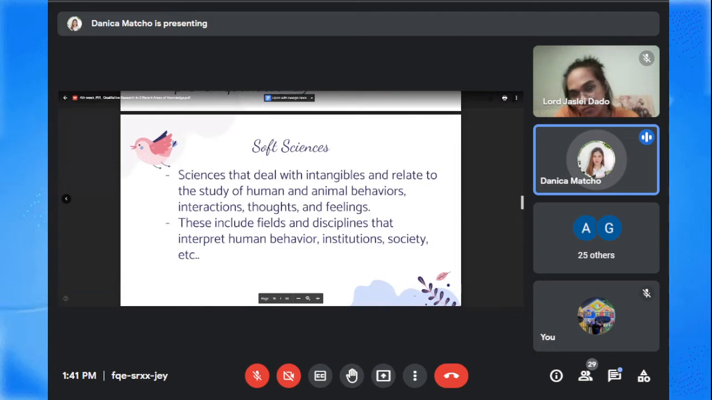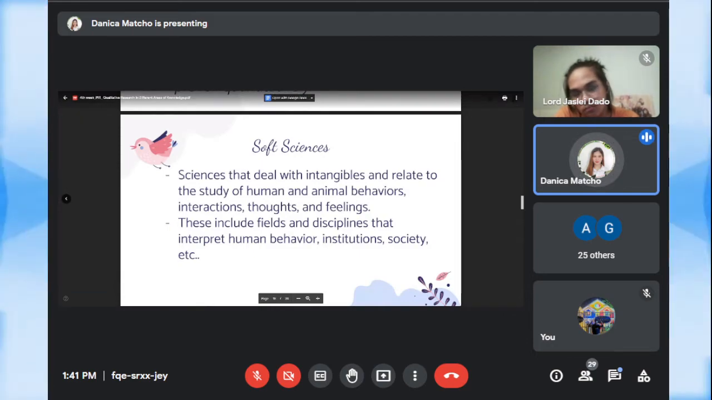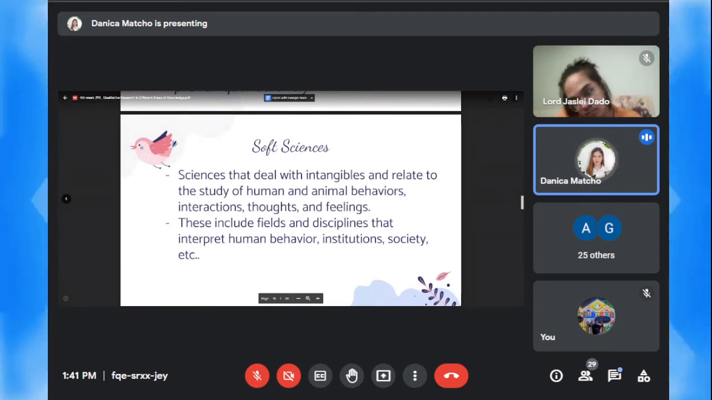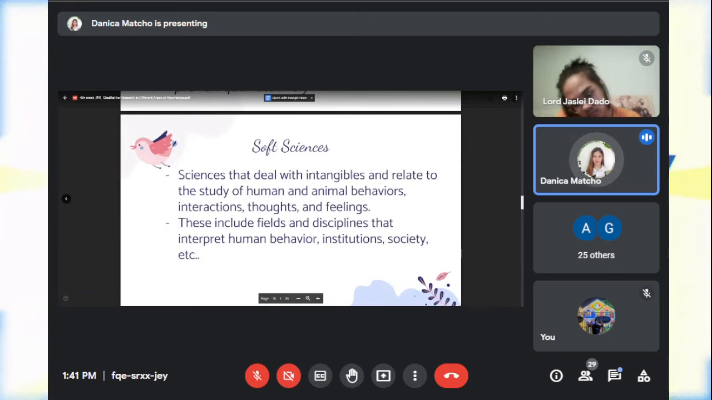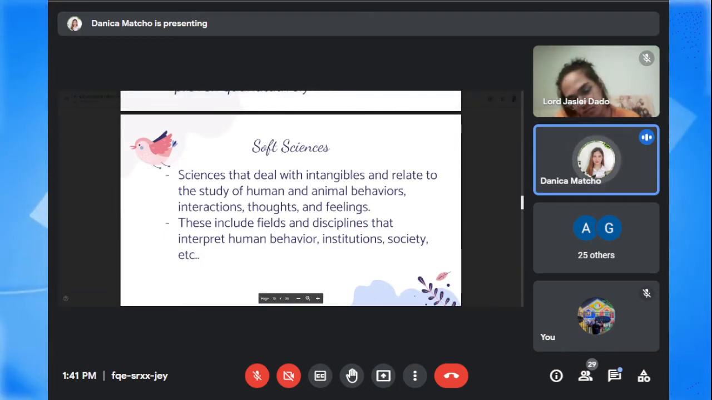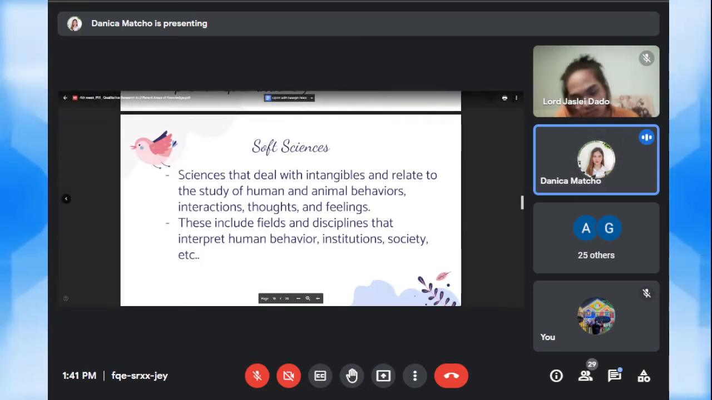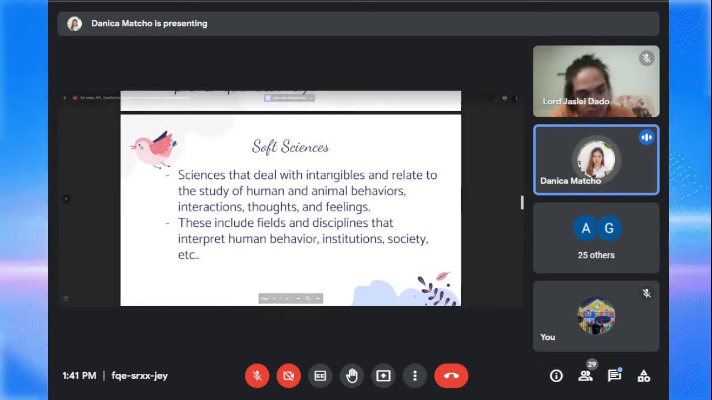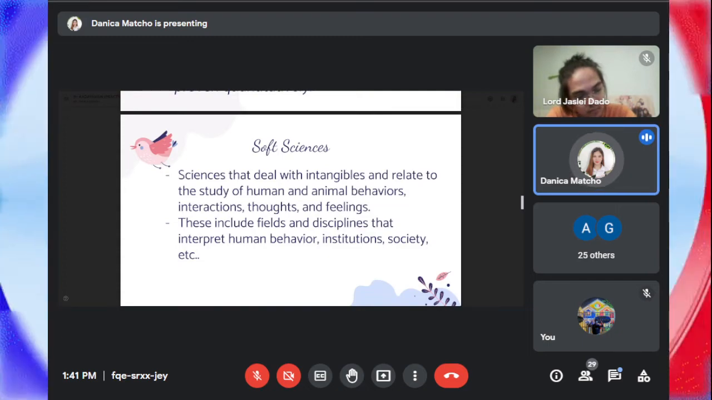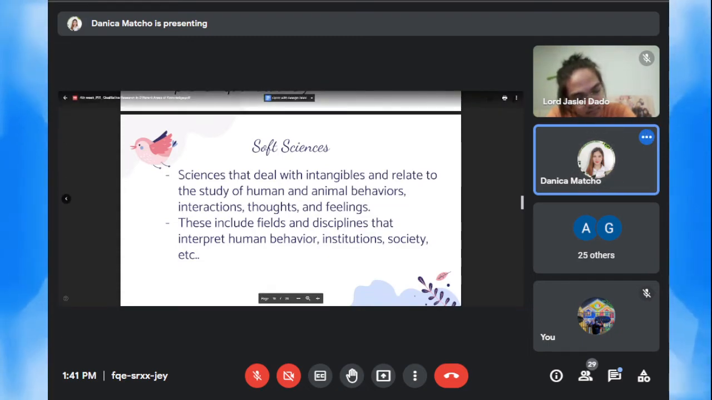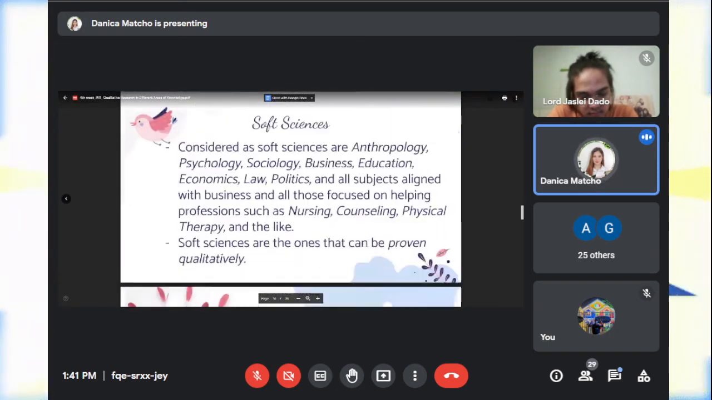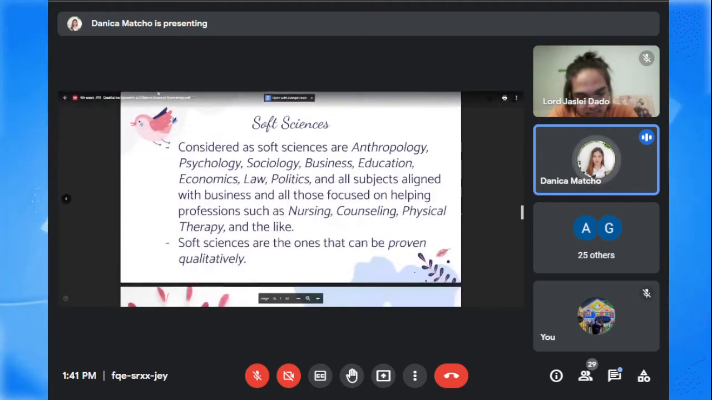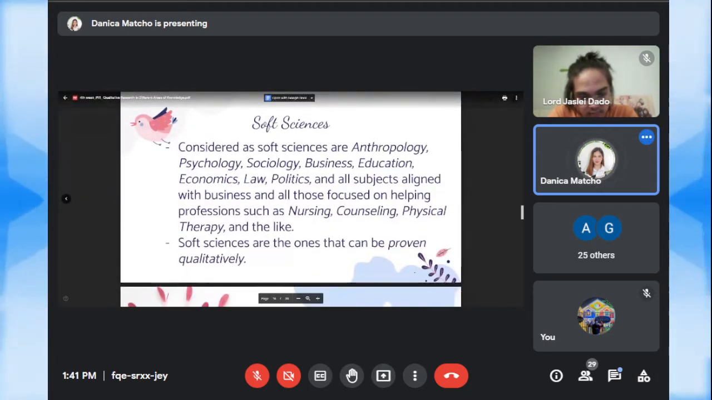So here in soft sciences, you are dealing with those things, no? Nagde-deal kayo sa mga emotions, sa behavior, sa interaction, sa thoughts, and then sa feelings. Okay? At ang soft sciences, it includes the field or discipline that interprets human behavior, institution, and society. Now, an example for this one, just like what is the answer of just a while ago, is psychology.